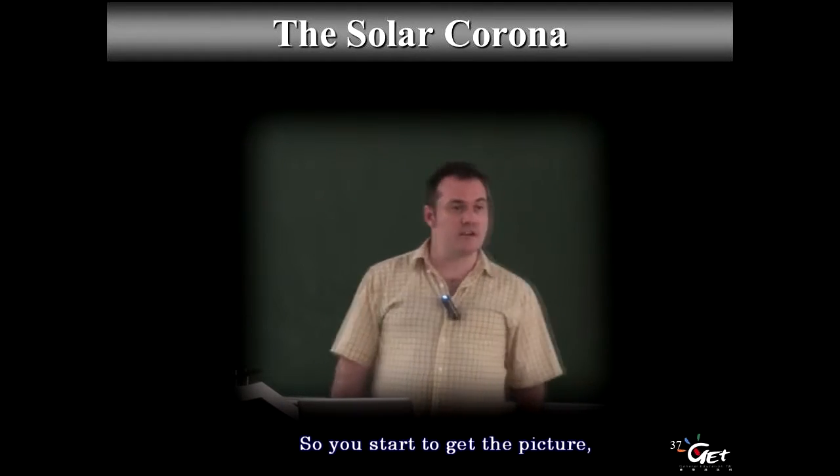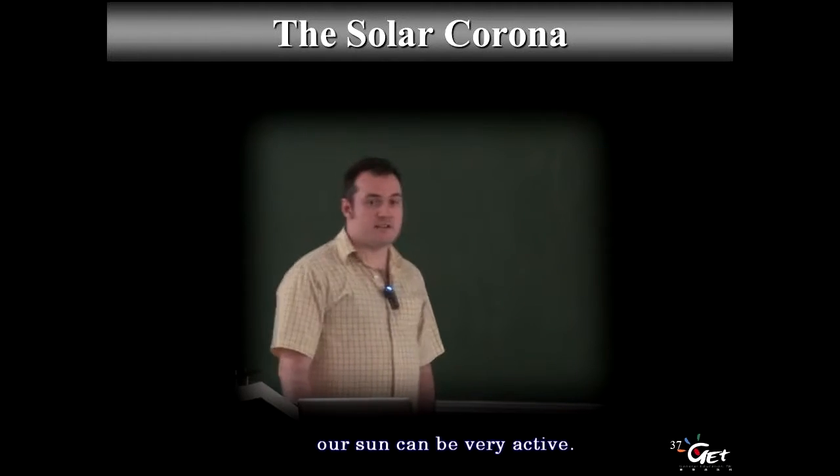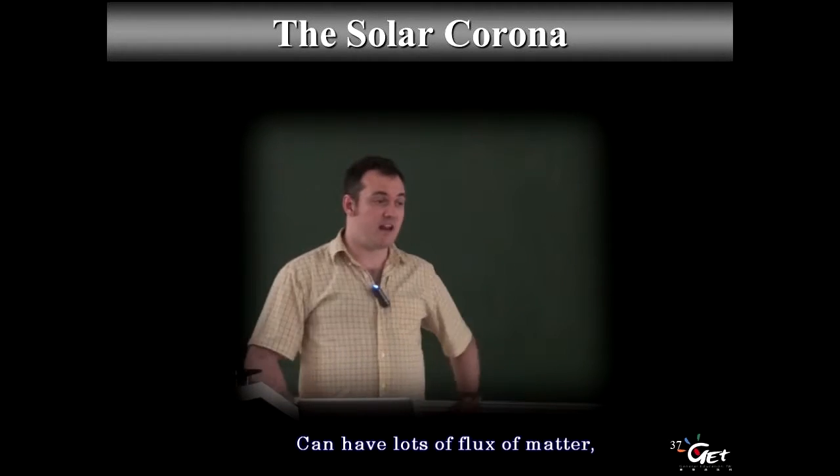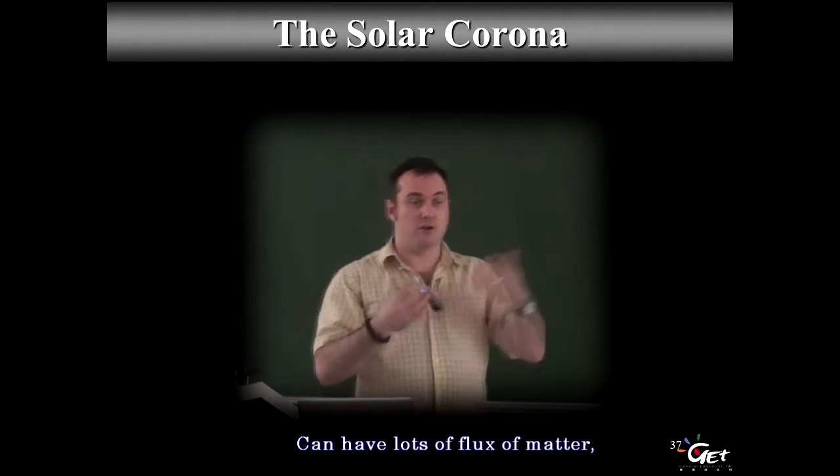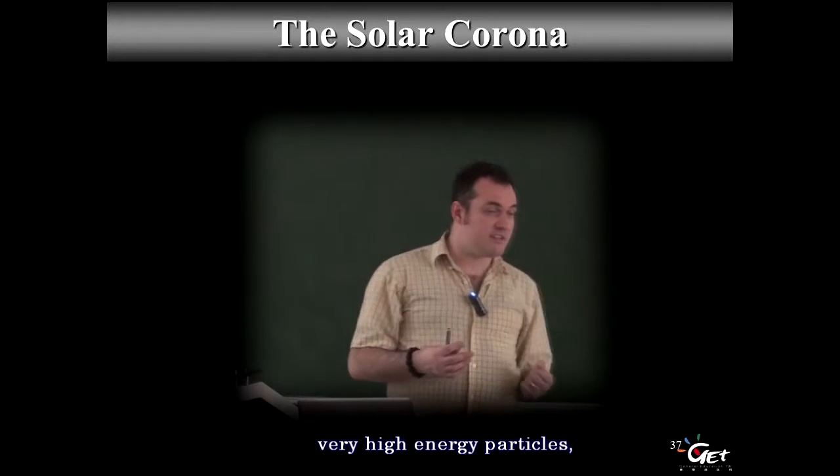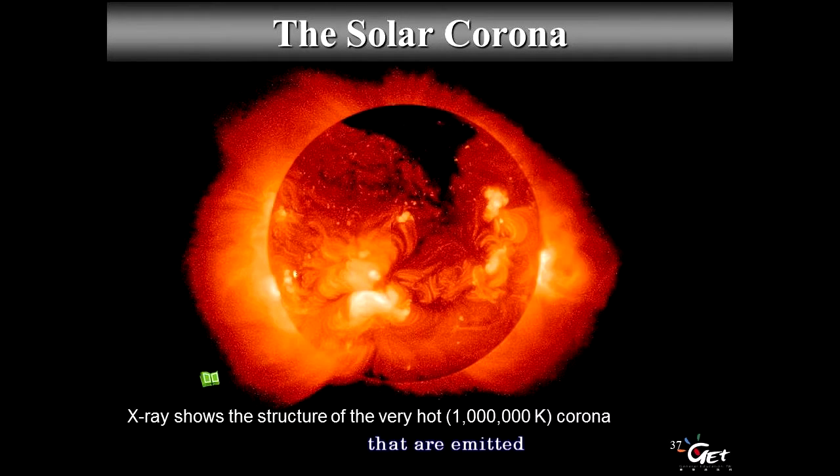So you start to get the picture. Our sun actually can be very active. So we can have lots of flux of matter, of very high energy particles, or even hydrogen, that is emitted directly from the surface of the sun.